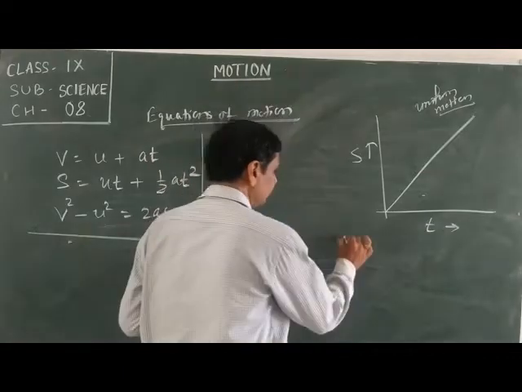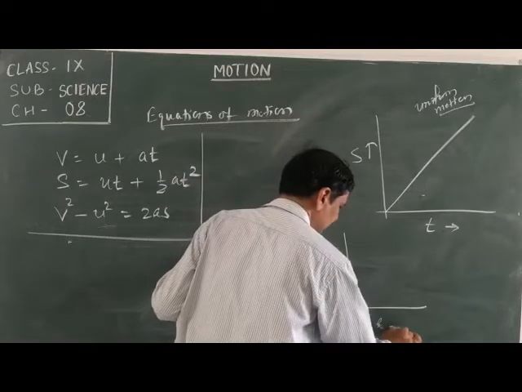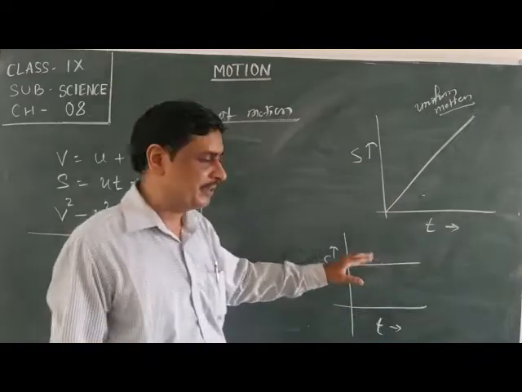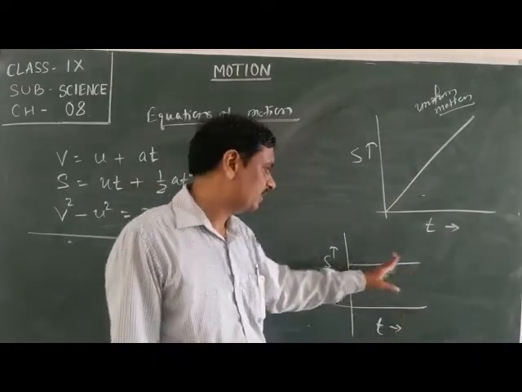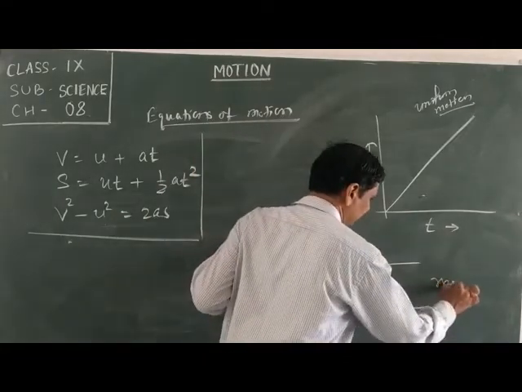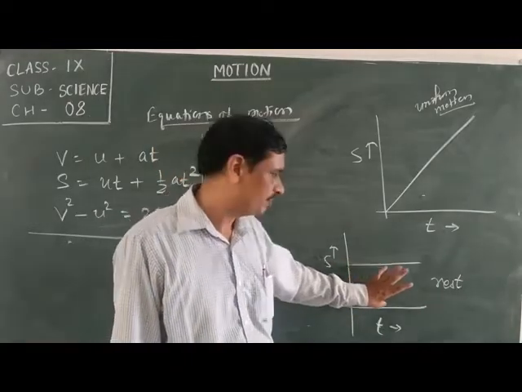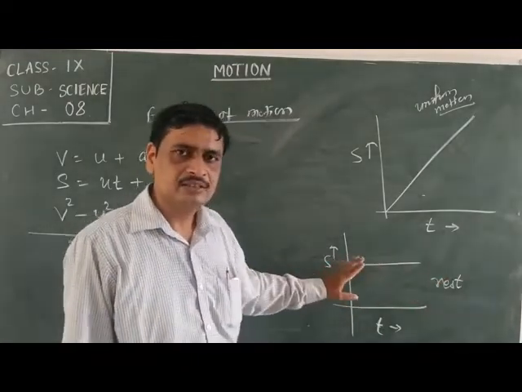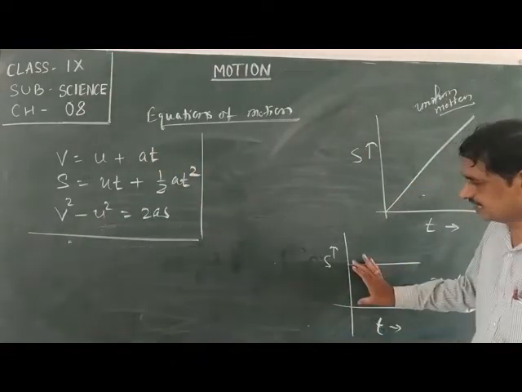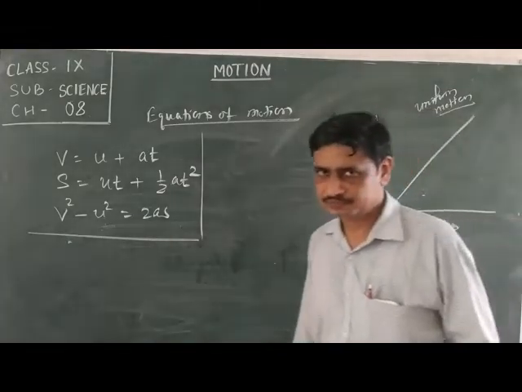Next, if it is displacement and it is time, and it is a straight line parallel to the time axis, then the body is said to be at rest. Here, the body is at rest because the body shows equal displacement every time. After every interval of time, the body shows a fixed displacement. It happens when the body is at rest.